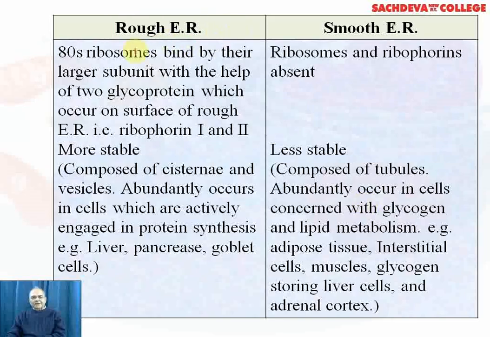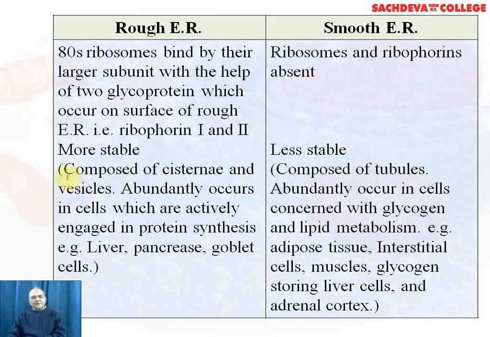Now let us take the difference between rough endoplasmic reticulum and smooth endoplasmic reticulum. 80S ribosomes bind by their larger subunit with the help of two glycoproteins which occur on the surface of rough endoplasmic reticulum, that is ribophorin 1 and 2. Ribosomes and ribophorins are absent in smooth endoplasmic reticulum.